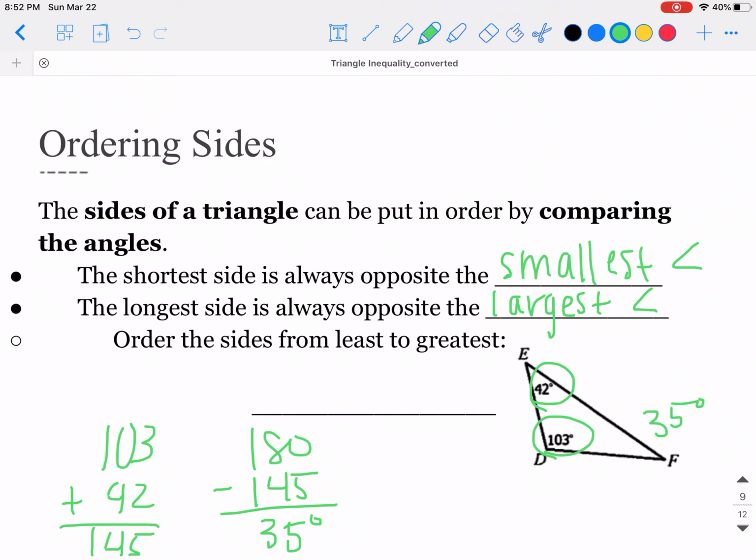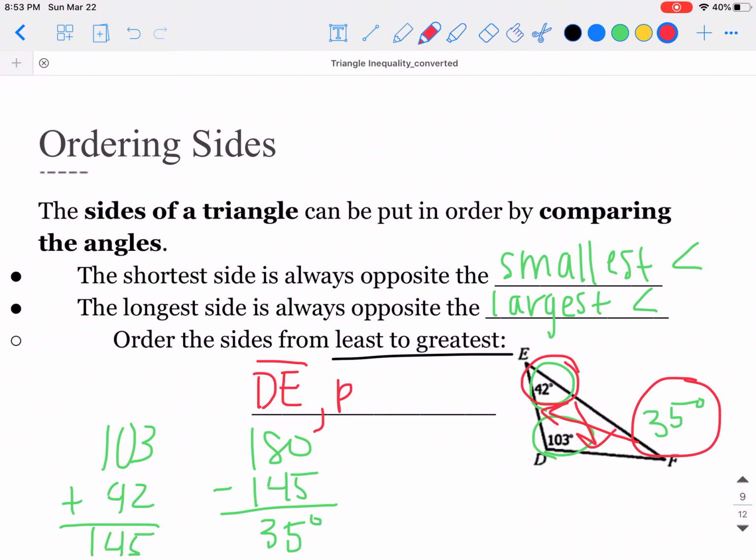So now that we have all three angles of our triangle, we're able to order the sides from least to greatest. We're starting with the smallest angle. The smallest angle here is 35, angle F. Opposite angle F is side DE. So DE has to be the shortest side based off of the angles. The second smallest angle is angle E. Opposite side is DF. And finally, the longest side is opposite the largest angle, which is angle D. The opposite side is EF. So from least to greatest, the sides of this triangle are DE, DF, and EF.